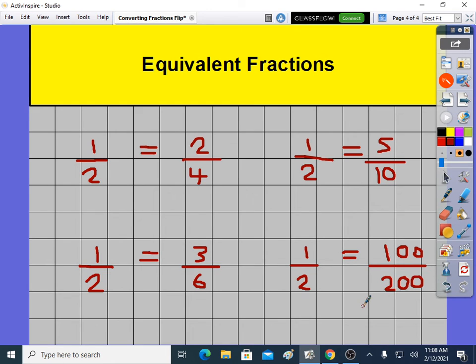So anytime you multiply the top and the bottom by the same number, you'll get what's called an equivalent fraction, which means it's worth the same. So this is worth the same as this. And actually everything on this page is worth a half, isn't it? They're all equivalent to a half, all these fractions.